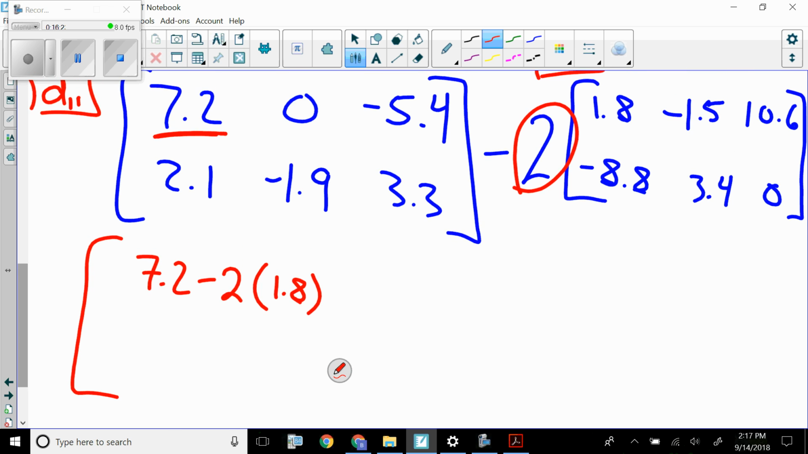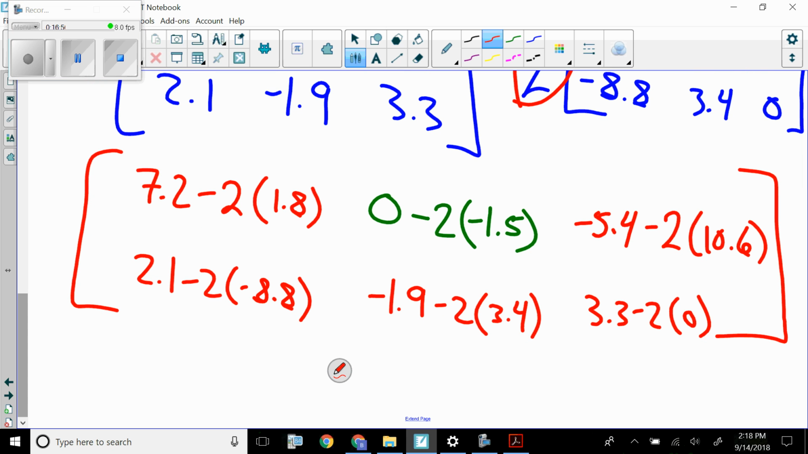And then I just continue. If I do the next one here in green, I would have 0 minus 2 times negative 1.5. And then I just continue. At this time, you're going to want to pause the video and write that out for yourself. I'm going to pause my video, and then when I come back, I will have mine written out.